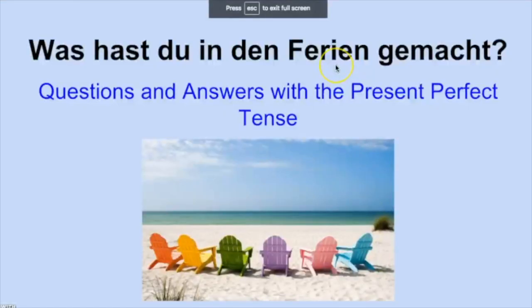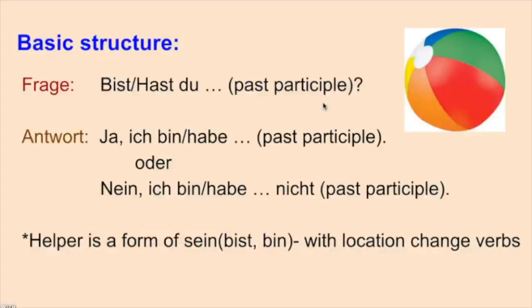This screencast and slides presentation serves as a review of the new vocabulary words this chapter and the basic structure of using present perfect tense, questions and answers. The basic structure of asking a question, a Frage, is bist oder hast du ... past participle. In the dots we may have some sort of an activity that matches with the verb. The Antwort, the answer, is either a yes or a no.